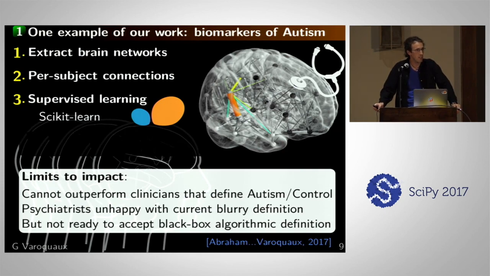The thing is, the psychiatrists are not happy with their current definition. Brain disorders are defined by symptoms. It's an uncomfortable situation to define a pathology by symptoms. You'd like to define it by the attack to a tissue or by a mechanism. However, they're not ready to accept our black box algorithmic definition. We can tell them, I can predict whether somebody is autistic or control. They won't accept it.